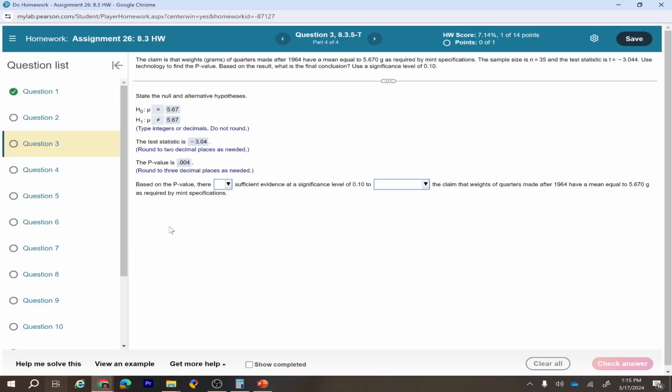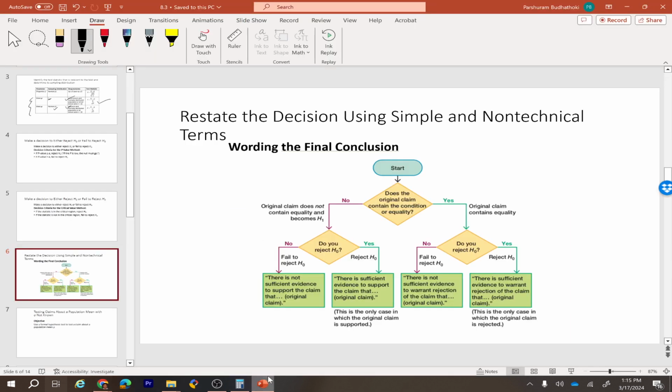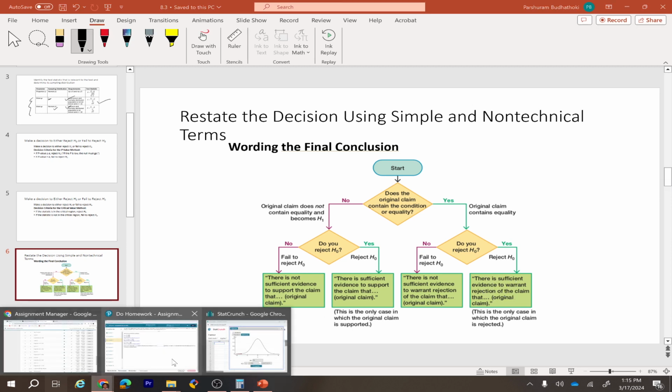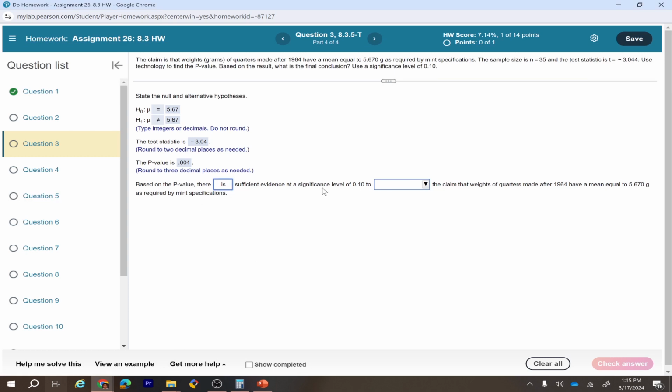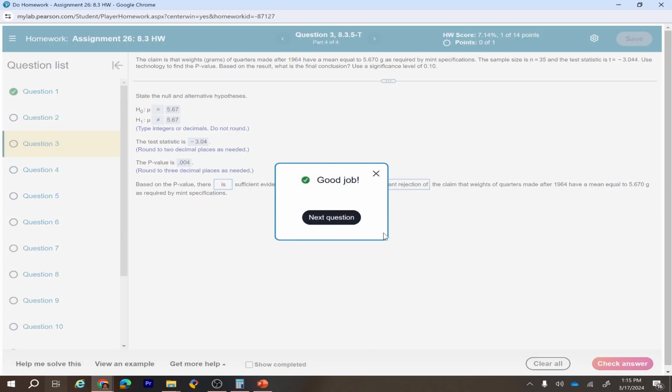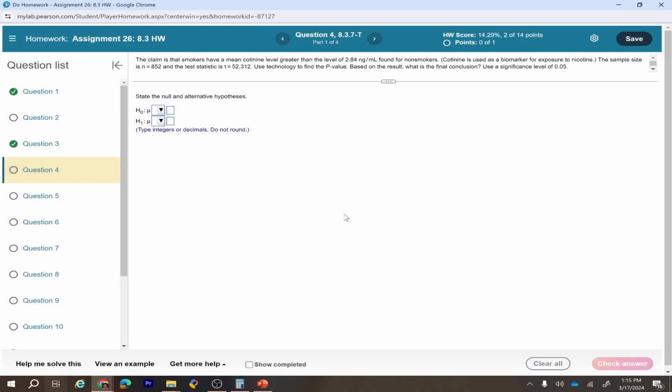So let's read the question. Based on the p-value, there is, okay, so that's the final conclusion. Remember, you start the question, and then: does the original claim contain the condition of equality? Yes, because you want to check that the mean is 5.67, and we reject the null hypothesis. So the final conclusion is: there is sufficient evidence at a significance level of 0.10 to warrant the rejection of the claim. Okay, so that's how you make the final conclusion, like in the previous section.